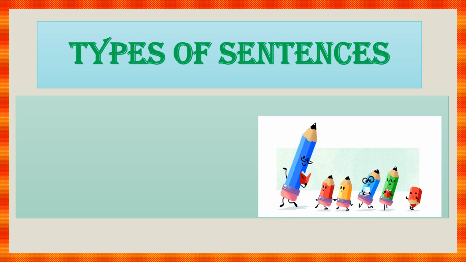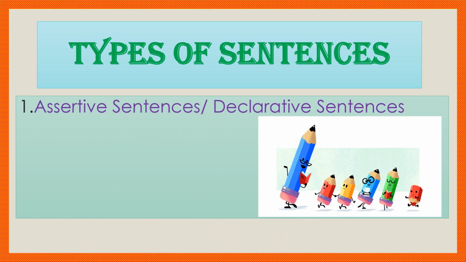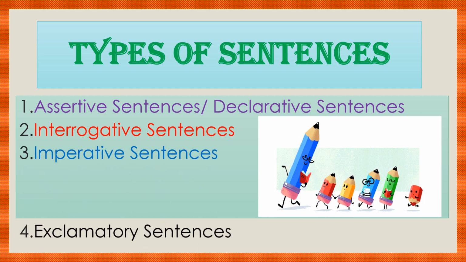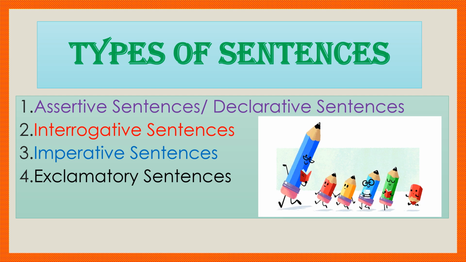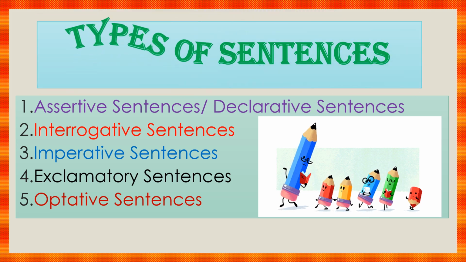So we have types of sentences here. Let us know how many types of sentences are there on the basis of their function. So first one is assertive sentence or declarative sentence. This is the same thing. You can say assertive or declarative. Next is interrogative sentences. Then imperative sentences, exclamatory sentences, and the last one is optative sentences. So let us know about them one by one.